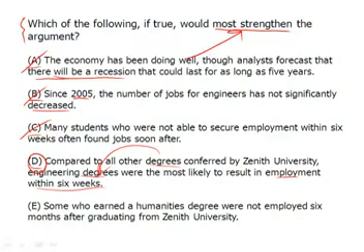Then there's E. Some who earned a humanities degree were not employed 6 months after graduating from ZU. You can see this is a relevant humanities degree. We don't care for this paragraph. And again, the answer is D.